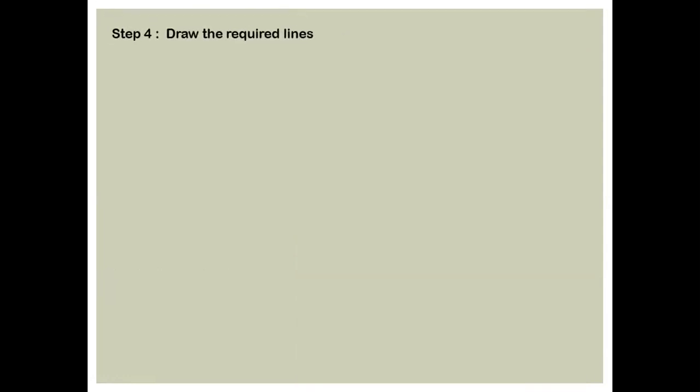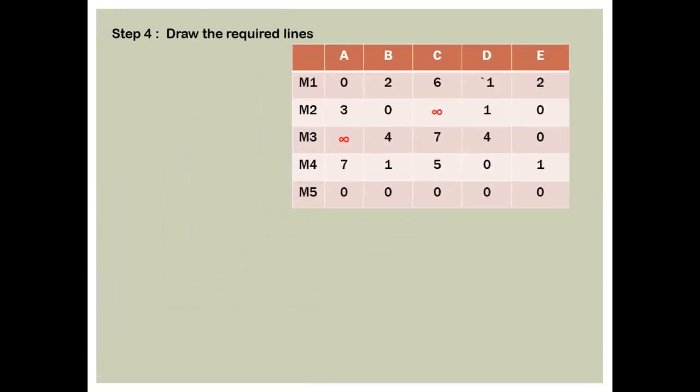We are moving on to the next step, that is drawing the required lines. Now to draw the line, class, tell me which row will be drawn first or cancelled first. Is it M2? No. Will it be M4? No. Yes, correct. It will be M5. So once we are done with the row, the second option is column. So tell me in which column will you draw the lines first? So as you all can see, in column A, there's 1 zero. In column B, there is again 1 zero.